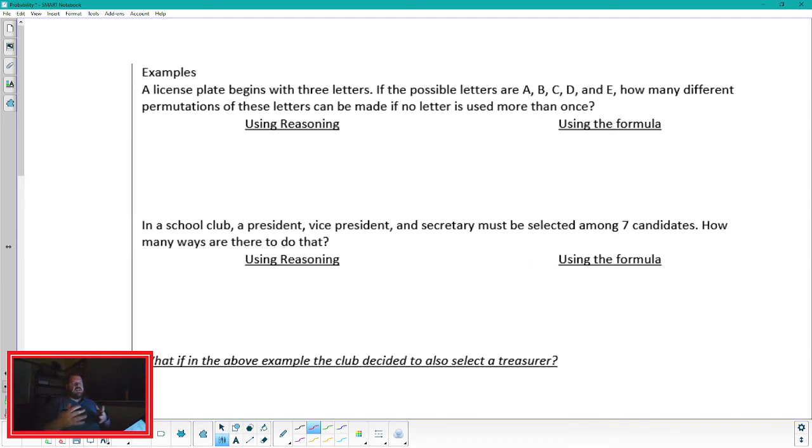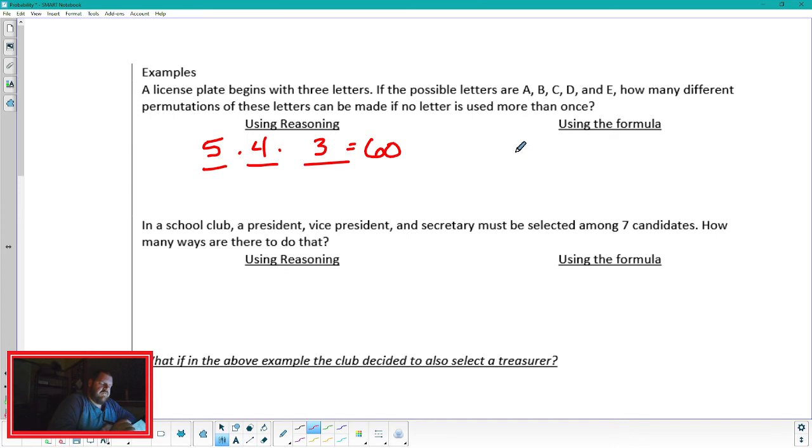Okay, I like to look at this in 2 different ways. Because I feel like, yes, formulas are important, but if I can figure it out quicker without it, why wouldn't I? So let's think about the reasoning side of it first, and maybe later we'll switch up the order. So I have 3 letters that I need to fill in, and I have A, B, C, D, and E. So for the first one, I have 5 options. For the second one, 4, and for the third one, 3. If I multiply those together, I'm going to get 60. So I should have 60 possibilities.